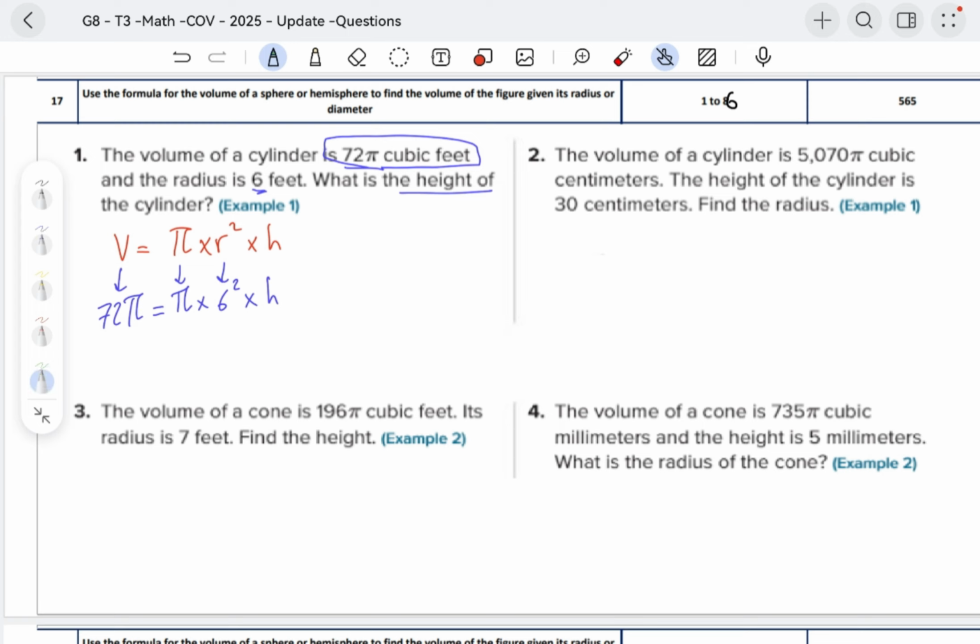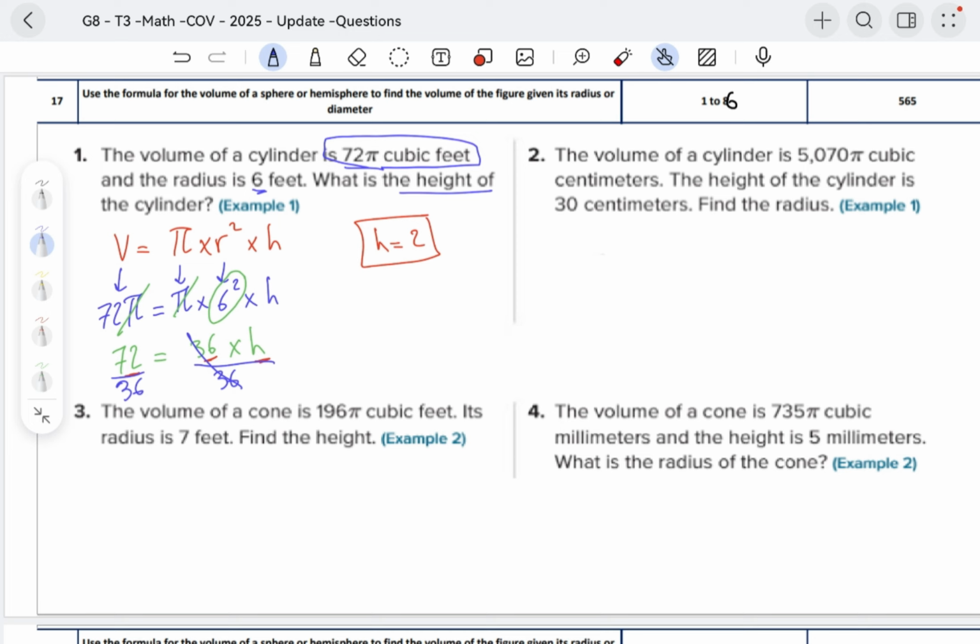Now we're gonna simplify by dividing by pi both sides, so we're gonna cancel them out, and we're gonna evaluate 6 to the power 2, it's 36, so we're gonna have 72 equals 36 times the height. So 36 times a number gives us 72. You can tell that the height is 2. 2 times 36 is 72, or you can just simply divide by 36, so the value for h will be 2.